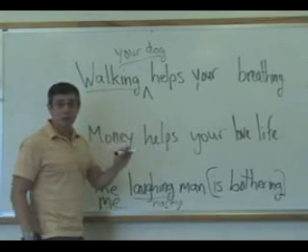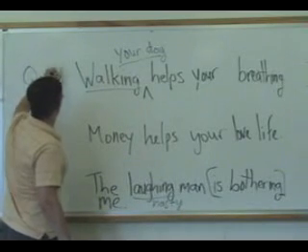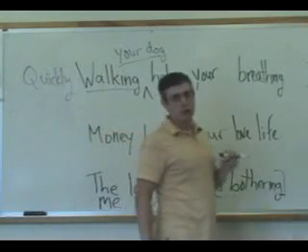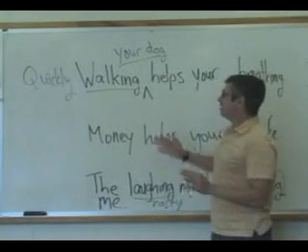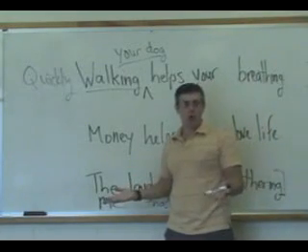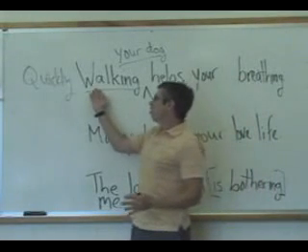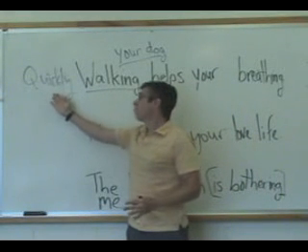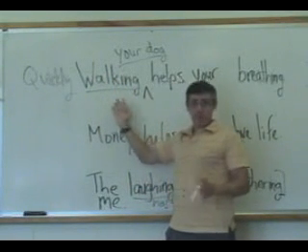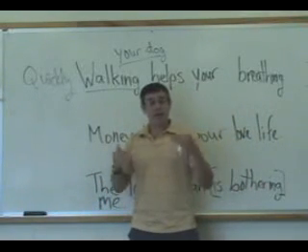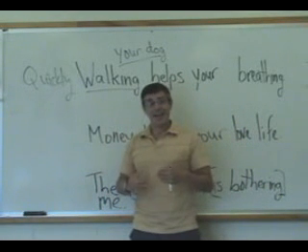Now, the gerund doesn't have to be the very first word of a gerund phrase. So, for example, it could be: quickly walking your dog helps your breathing. Now the phrase isn't walking your dog, it's quickly walking your dog, but it's still a gerund phrase, even though it begins with this adverb quickly that modifies the gerund walking. So to sum up, a gerund is the -ing form of a verb when it's functioning as a noun.